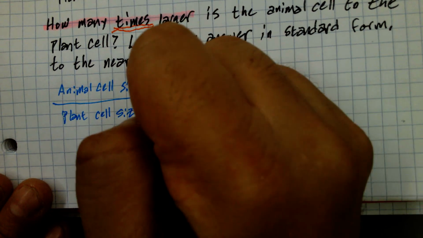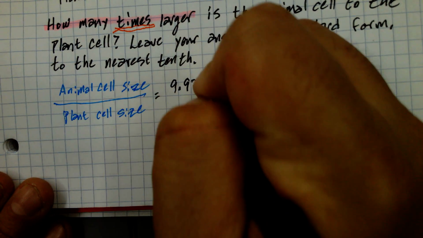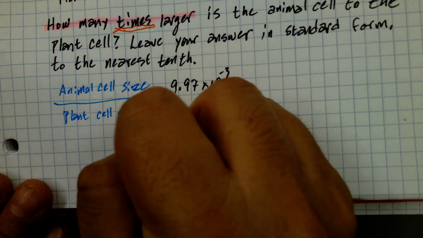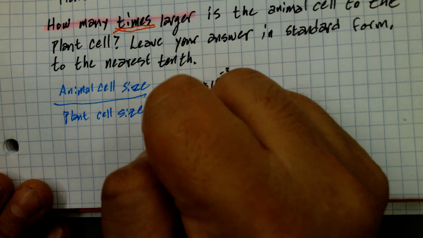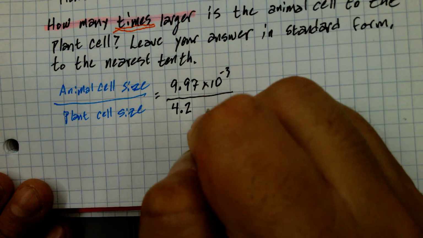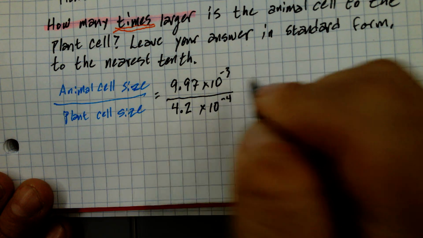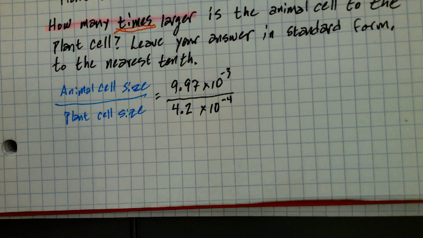So we have 9.97 times 10 to the negative 3 compared to, or divided by, 4.2 times 10 to the negative 4. So how many of these plant cells go into the size of an animal cell? All right, let's divide.